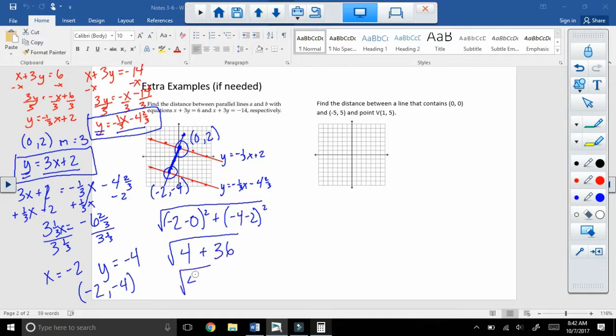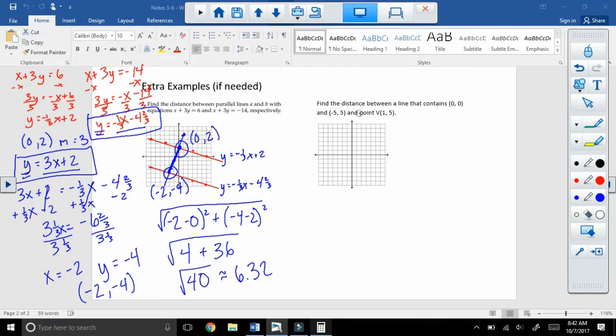The answer to this is the square root of 40, or again, if you'd rather write this out as a decimal, that's about 6.32 or 6.3 depending on how you're rounding. If the directions don't say, I do not care.